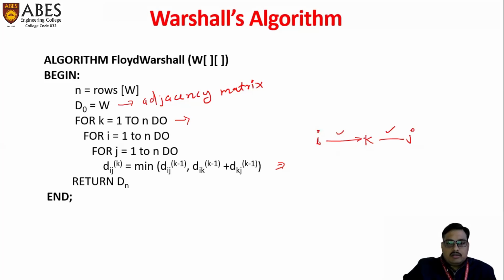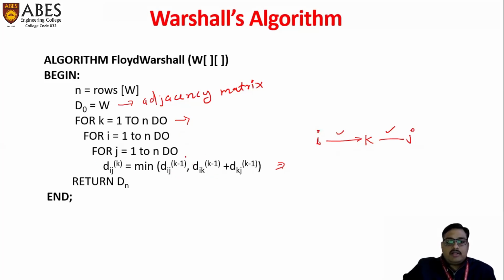If the new value, that is ik plus kj, is less than the existing value, then we will update that value. And we will do this n times, where n is the number of vertices in the graph. So this formula is very important.